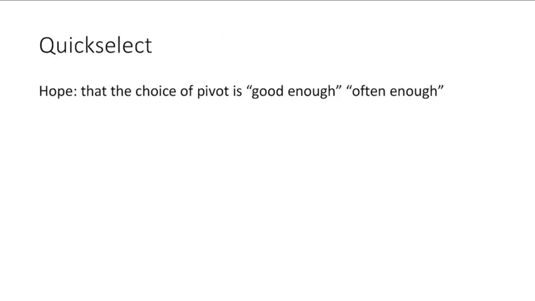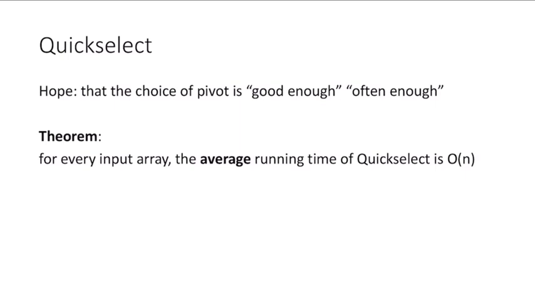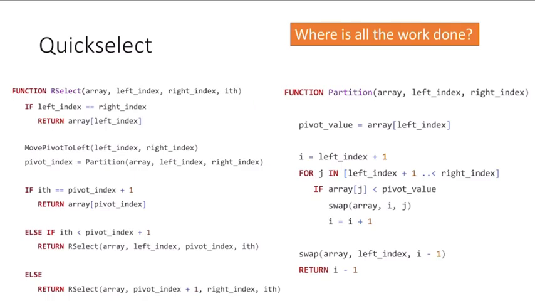Alright, so let's talk about the running time and analyzing the running time of quick select. Just like in quicksort, our hope is that we get a pivot choice that's good enough often enough. So our theorem is going to be: for every input array, the average running time of quick select is big O of n. So on average, we can return the ith order statistic in linear time.